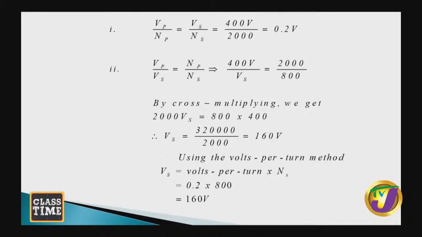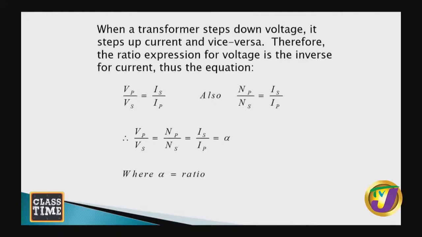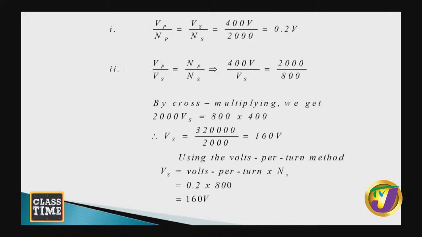It also says you could use what is called your volt per turn. Using the volt per turn method, how many turns were there in the primary? 2,000. How many turns in the secondary? 800. Don't get them mixed up. Remember, you're working on your secondary side, so you have to use the secondary number of turns.